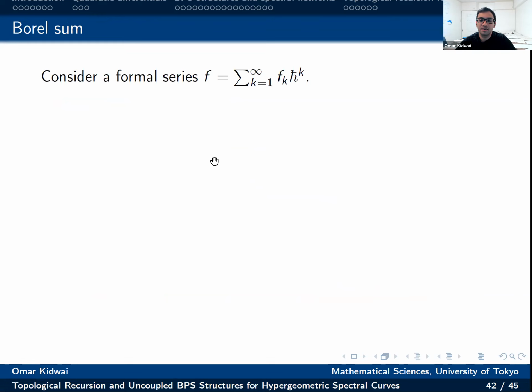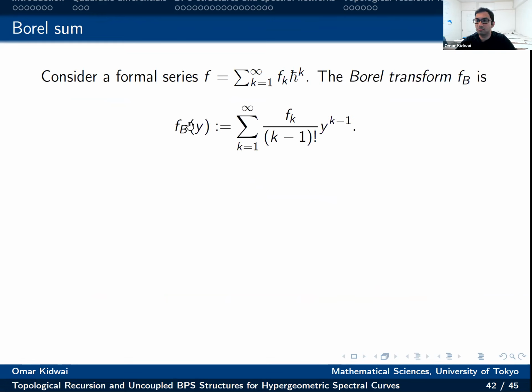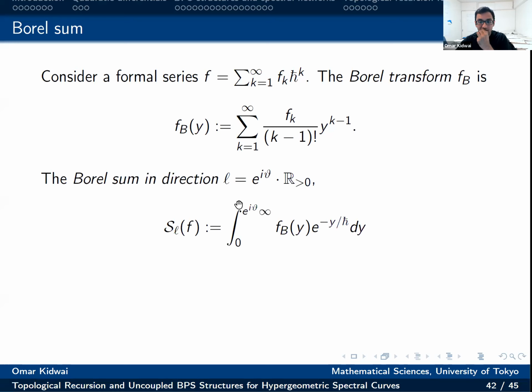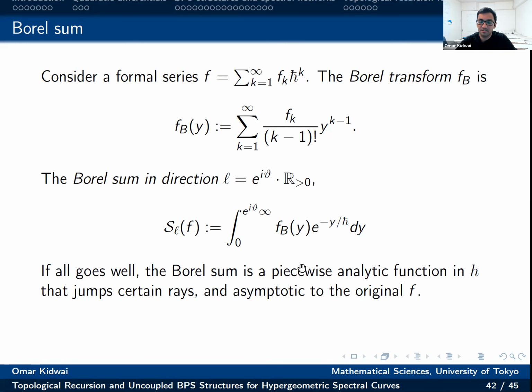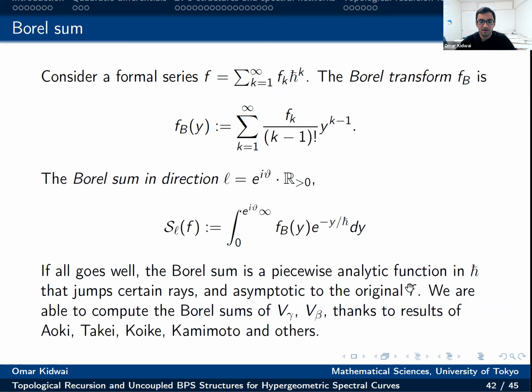And so the punchline now is that if I do something called the Borel sum, which I hope most of you are familiar with, if I take a formal series, I can divide everything by n factorial to force it to converge essentially. And then I can take the inverse Laplace transform. If I do those 2 things, I get a new function, which is, if all goes well, a piecewise convergent analytic function in h-bar, but it'll jump when h-bar passes certain rays. And its asymptotics are given by the original. So that sounds kind of familiar. That sounds sort of like what we're looking for. And thanks to the results of many before us, we're able to compute these Borel sums.